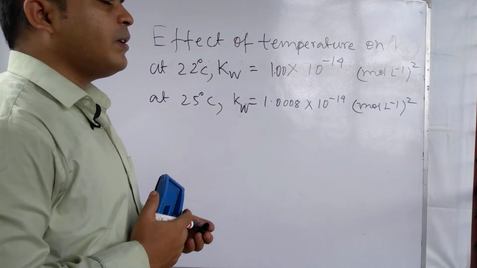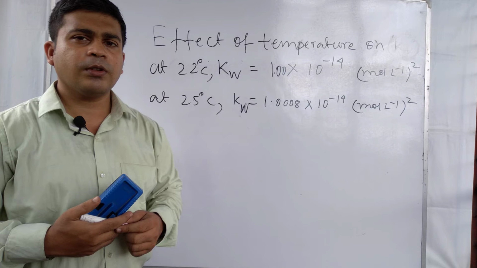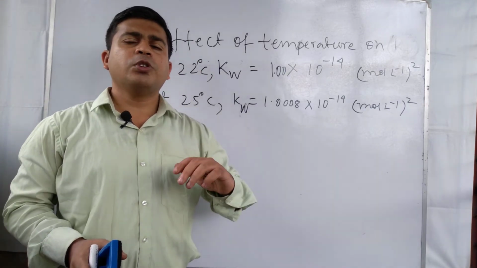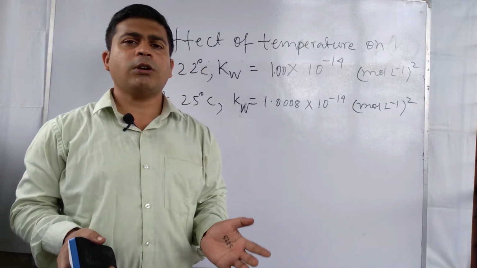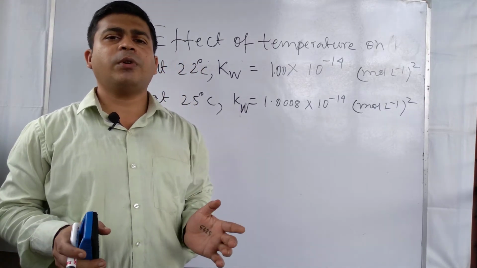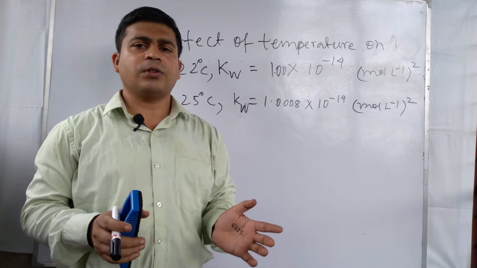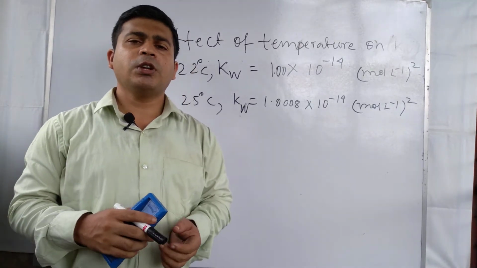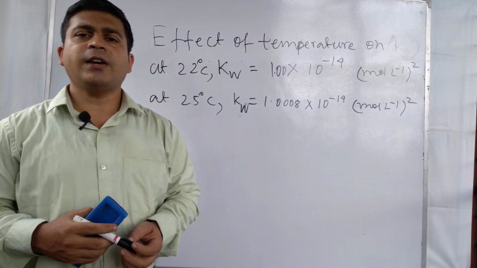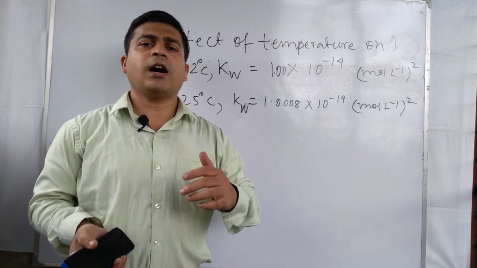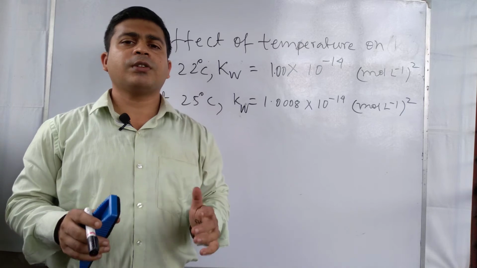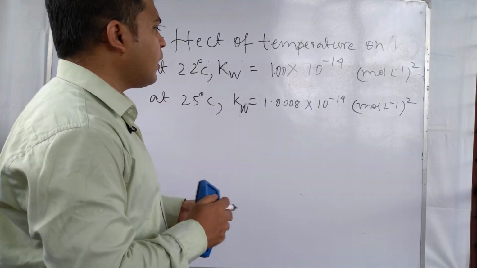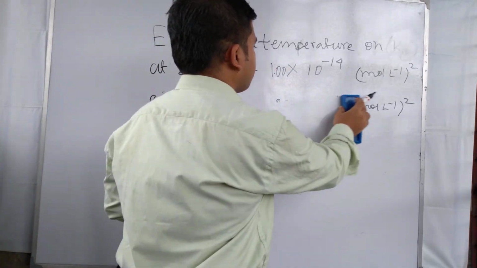So with rise in temperature, the Kw value increases due to the increase in the ionization of water. With increase of ionization of water, the H+ ion and OH- ion in water increase. The molar concentration of H+ ion and OH- ion in water increases with rise in temperature. As a result, the ionic product increases. Ionic product is the product of the concentration of H+ ion and OH- ion.